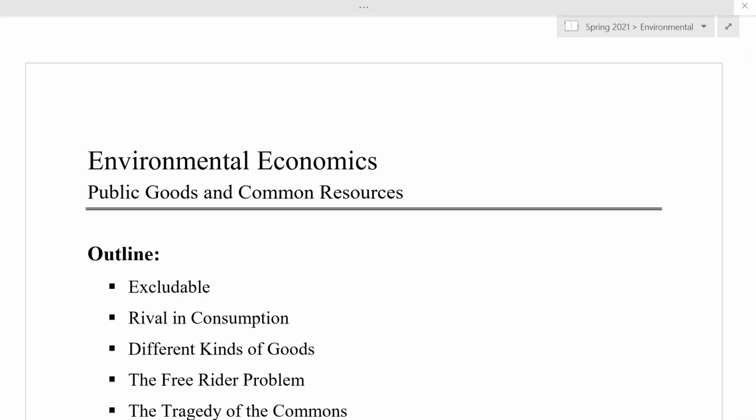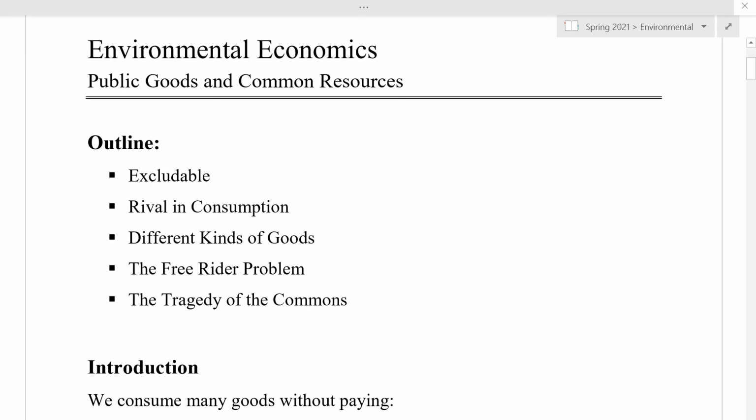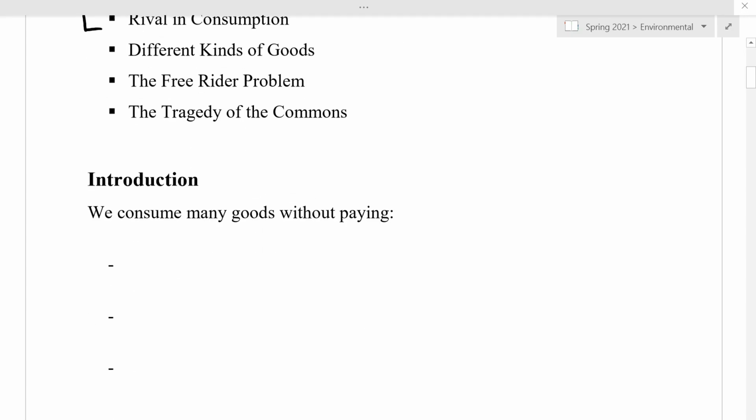The outline here is we're going to look at these two classifications of goods, excludable and rival in consumption. And then from those, we'll classify different types of goods and then go into a couple examples.